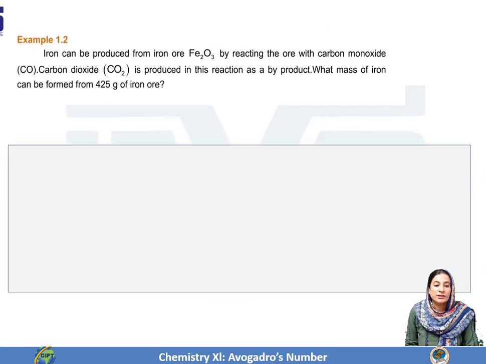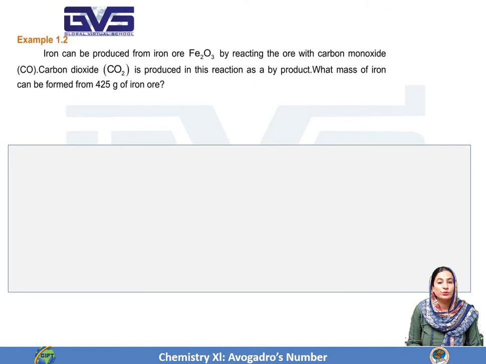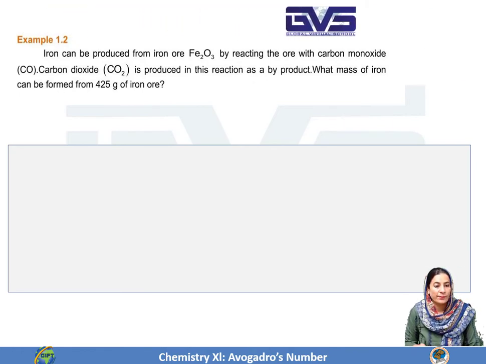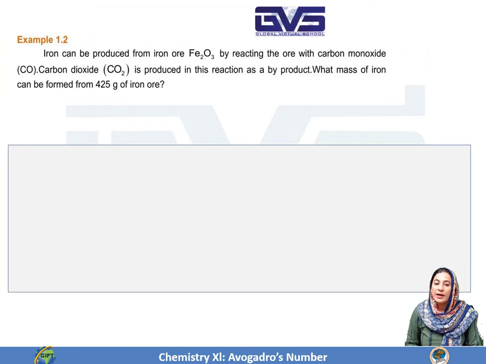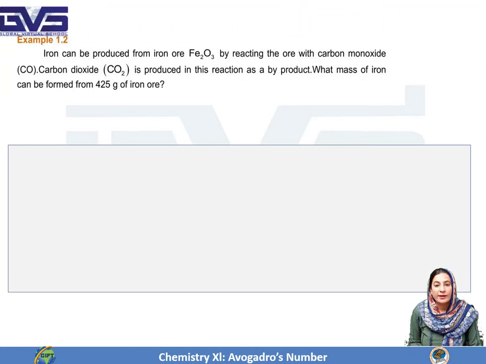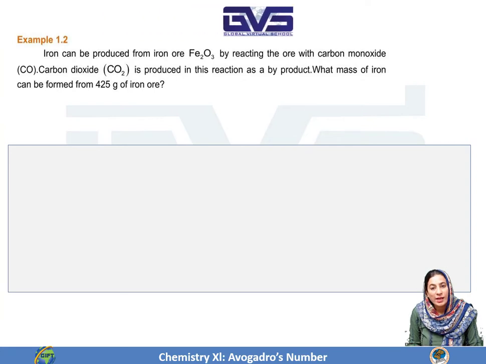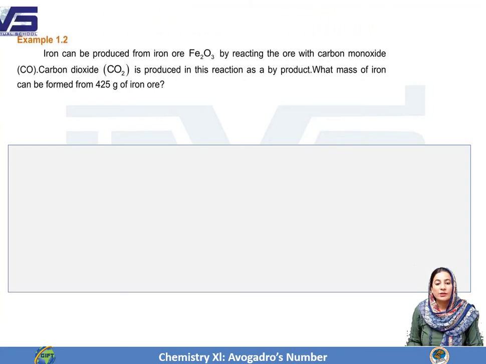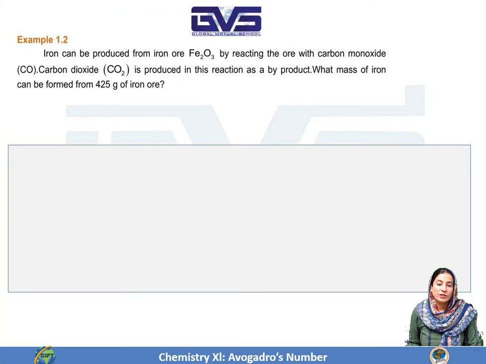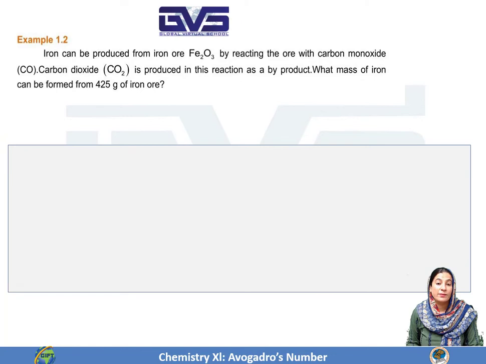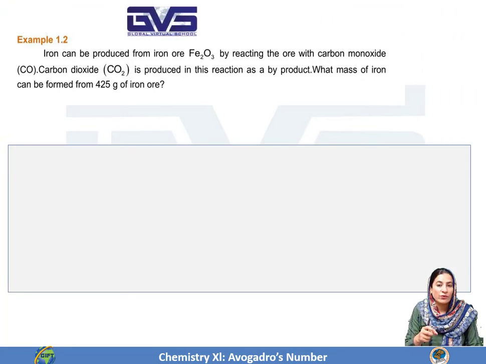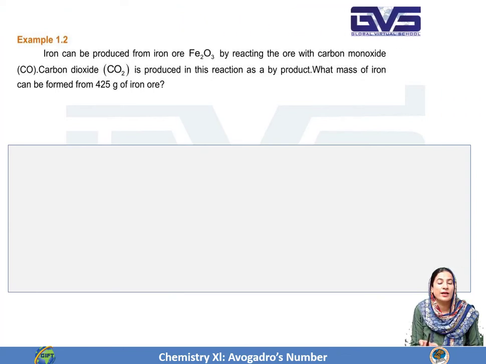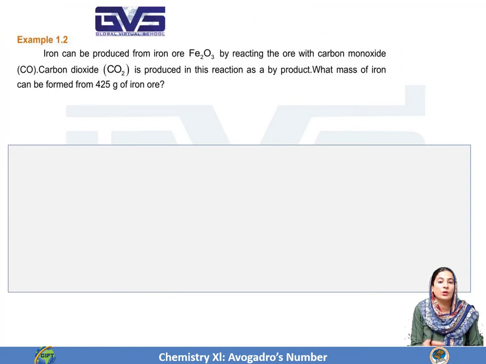Our next question is example 1 by 2. This is also to clear the mole ratios concept. Iron can be produced from iron ore. It means iron ore is the reactant and the substance produced is iron. Iron is the product. By reacting the ore with carbon monoxide, it means carbon monoxide is also a reactant. Carbon dioxide is produced as a byproduct. It means carbon dioxide is a product.